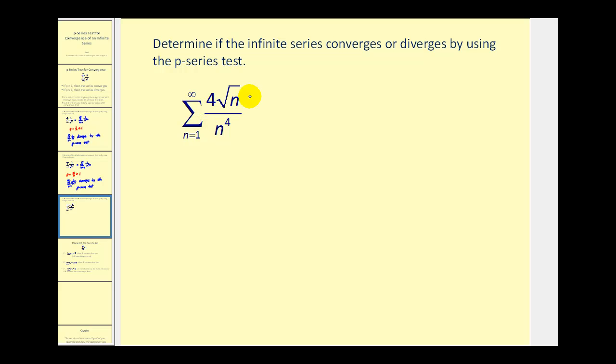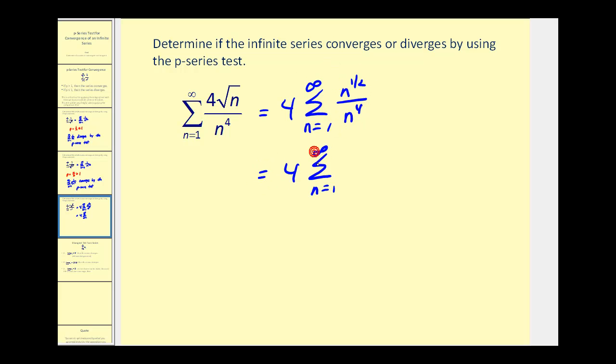For this series, we can factor out the 4. Then we'd have n to the 1/2 in the numerator and n to the 4th in the denominator. And if we're going to use the p-series test, we cannot leave it in this form. We're going to go ahead and rewrite this as 4 times the summation of, remember if we're dividing here, we can subtract the exponents. So this would be n to the 1/2 minus 4. That would be n to the negative 3.5 power, or negative 7/2 power, which is the same as 1 over n to the positive 7/2 power.